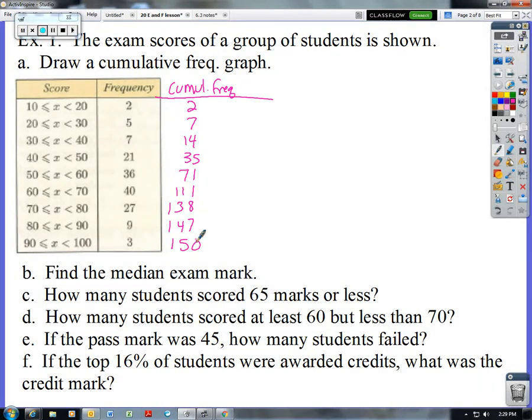Then we're going to put that onto a graph. And when we make our graph, I'll make it right here. So on the x-axis, you're going to have your score, x, and then on the y-axis, we're going to have the cumulative frequency, not the frequency. This will be our scores. They range from 10 to 100, so I'm going to count by tens.